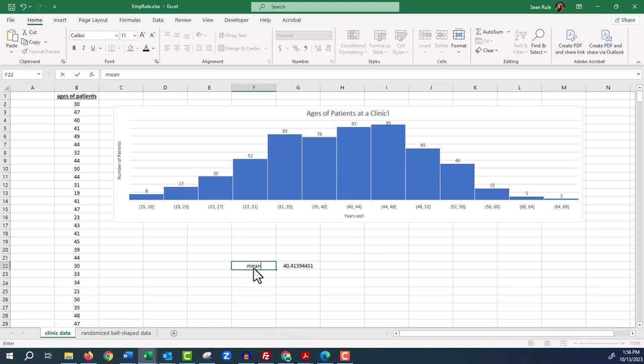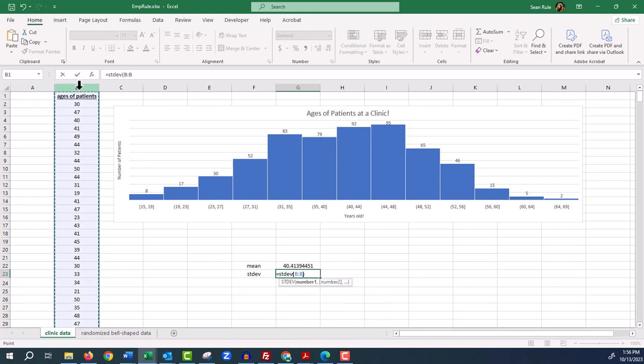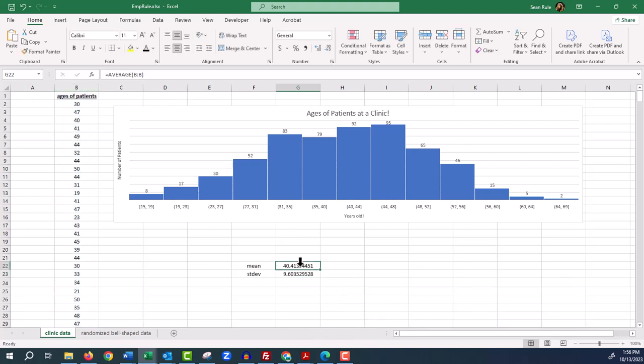That's the mean. And then we got the standard deviation. We'll do that too. Equals standard deviation of all these numbers. So on average, we deviate about 10 years from the average of 40. So on average, they're 40 years old, and they deviate on average 10 years from that average. Excellent.